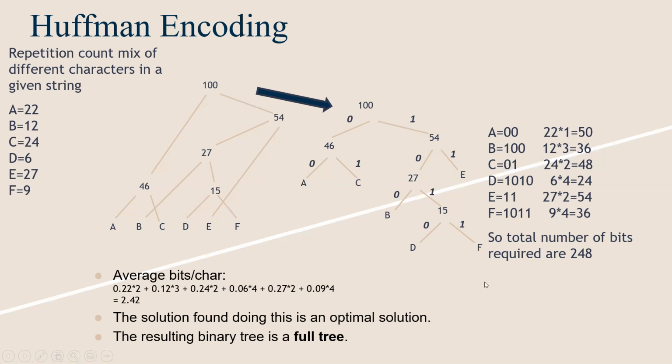Okay, so the total number of bits required will be 248, and here the average bits per character will be 2.42. Okay, so the solution found doing this is an optimal solution because we are using a greedy technique. So we will always look for an optimal solution in each and every stage by using these two values from our inputs. And here you can see that the Huffman tree is a binary tree, which is a full tree, means it is a complete binary tree.